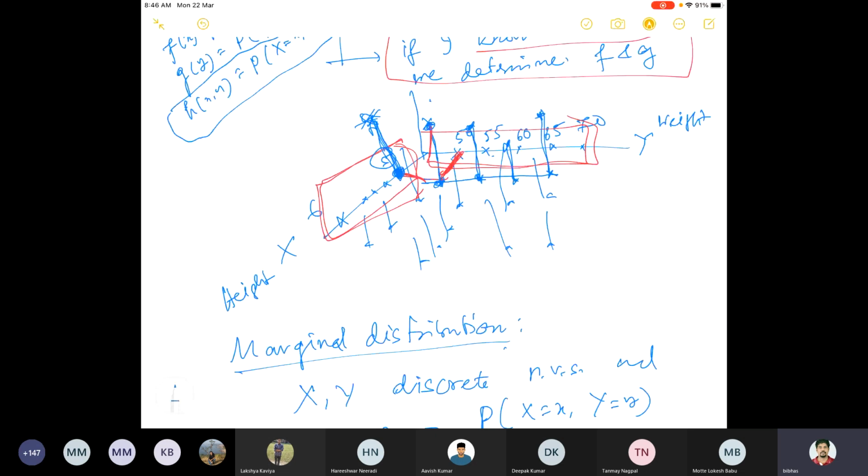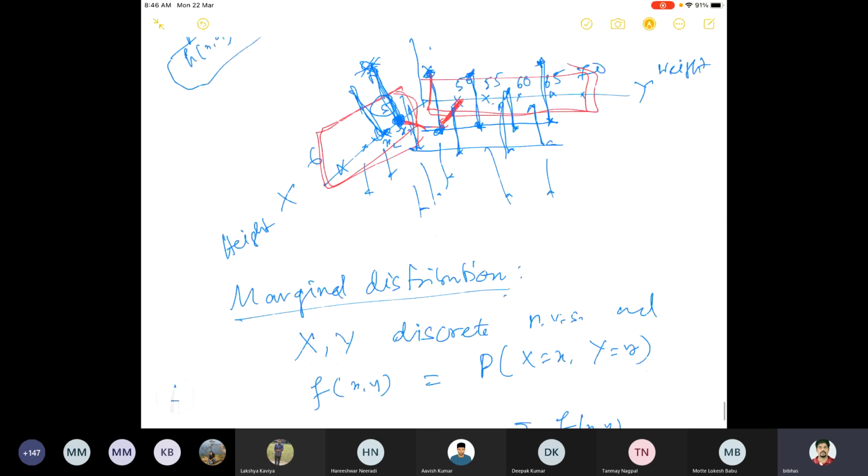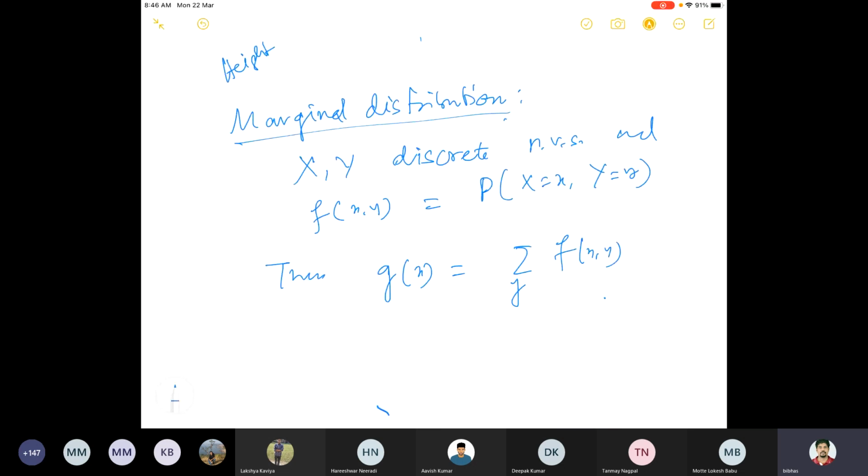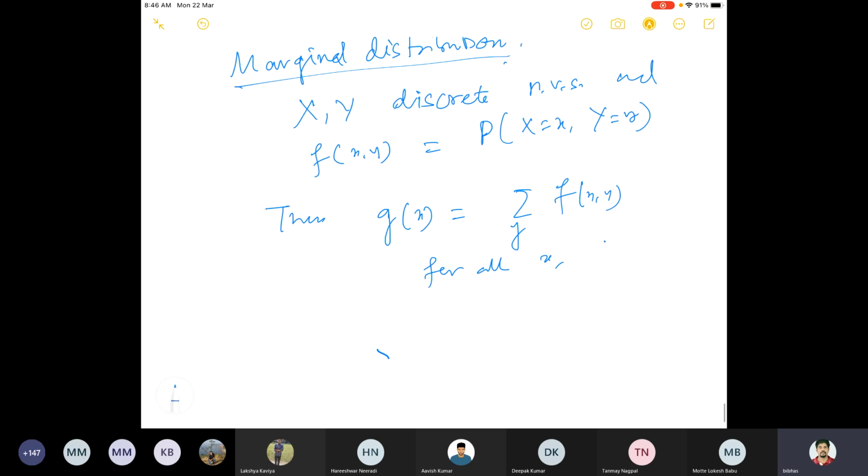Similarly, if you want to find it for x equal to x1, suppose this is x equal to x1, and this is x equal to x2, you do the same thing. You consider all possible values of y, find the heights and take the sum of all the heights, and then you define that to be the corresponding probability for x2. This is how it is defined. So g(x), over all y, you just sum it up, and that's how you will get this for all x. This is called the marginal distribution, the individual distribution, the marginal distribution of X.